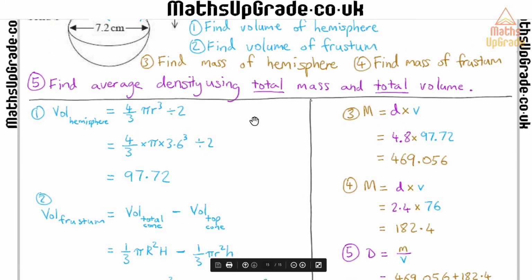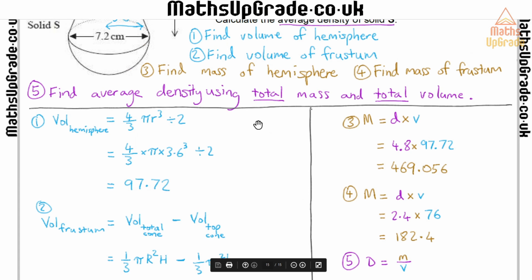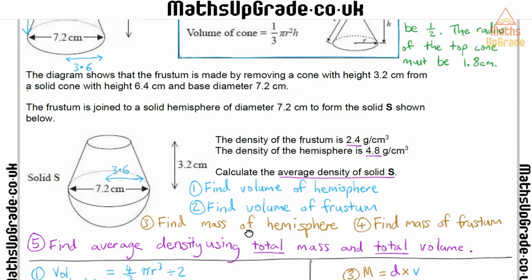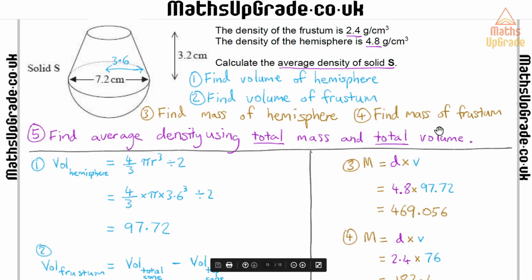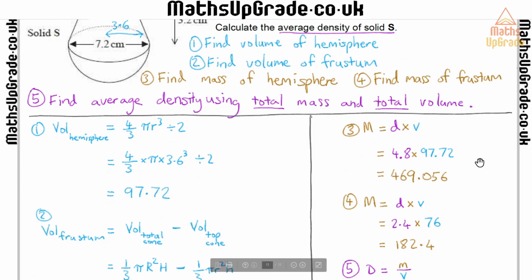Now, since I found the volumes of the hemisphere and the frustum, and I know their densities given in the question, I can find the mass of each of them. So the mass of the hemisphere is given by density times volume. The density is in the question, the volume I worked out is 97.72. Multiply them together and I get the mass of that hemisphere. Similarly for the frustum.